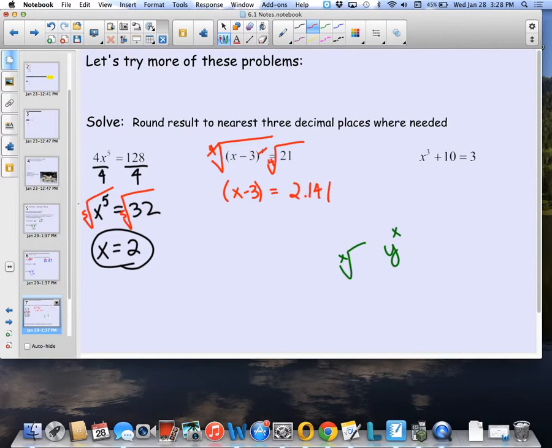Now, do I need to plus or minus? Correct. You need to put a plus or minus there because 4 is an even number. And now my last step is to add 3.